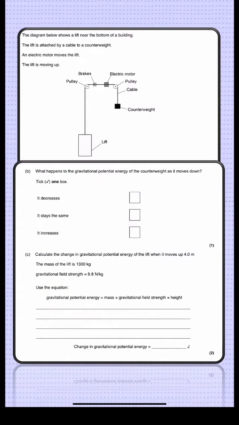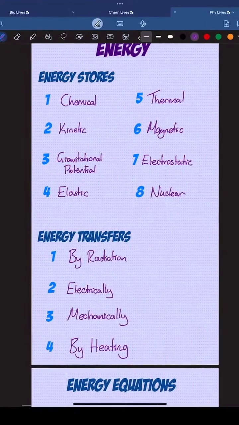On to the next question. What happens to the gravitational potential energy of the counterweight as it moves down? Gravitational potential energy. Can anyone tell me the equation for that? We'll write it down here.